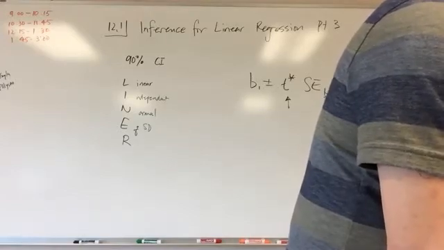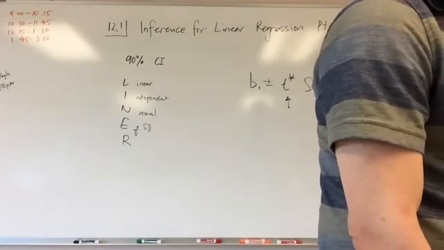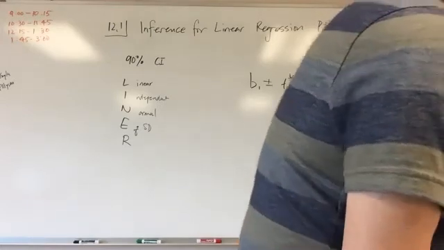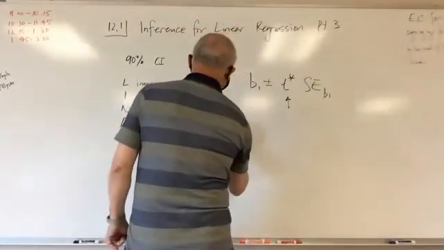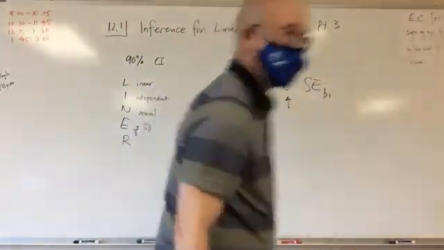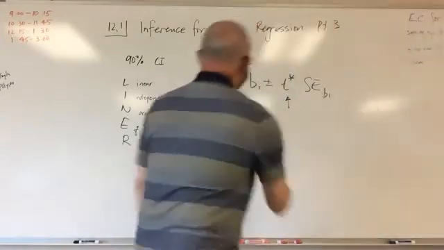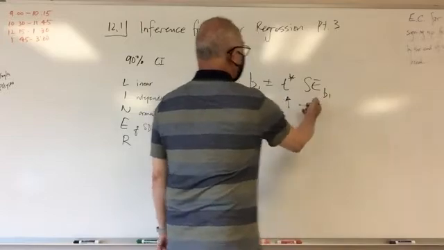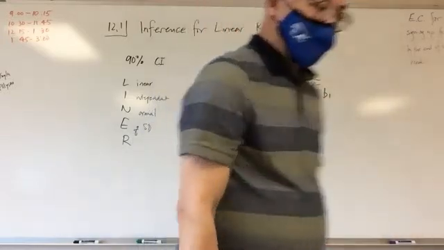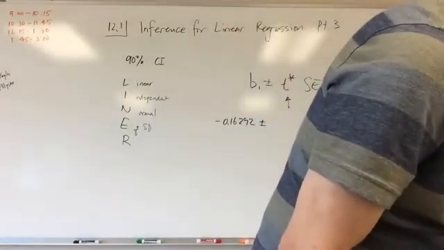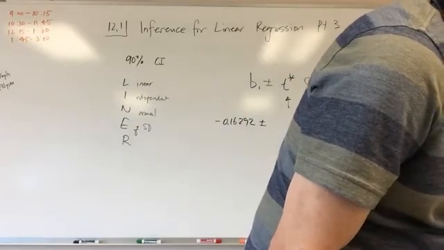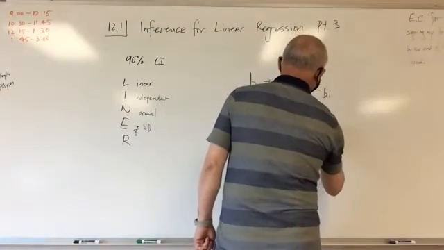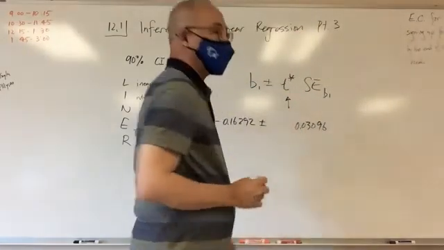The 3/8? I don't know. We're not interested in that, right? We're not actually looking at that. We're looking at B1 here. So the B1 here is going to be negative 0.16292, plus or minus. What is this? The standard error. The standard error is 0.03096, right? I just need to find that guy.